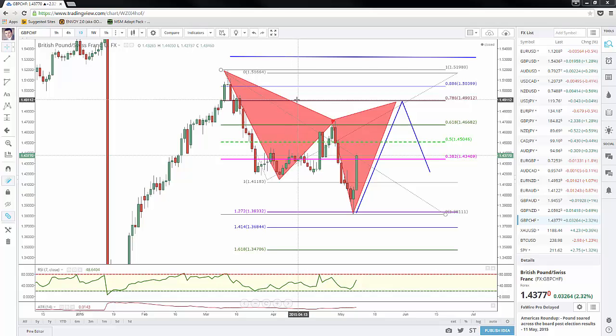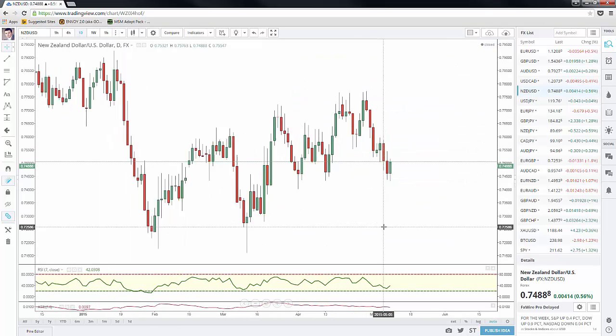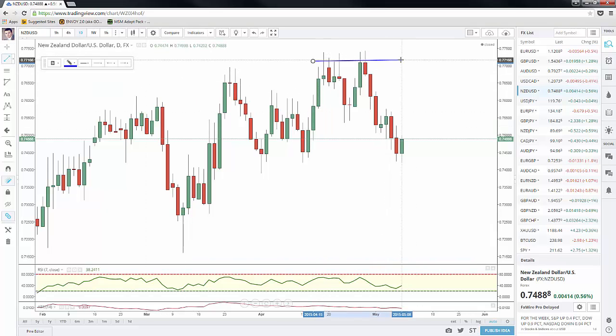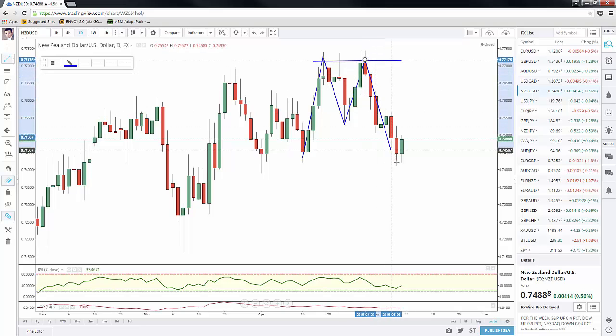Let's see here. Let's go to New Zealand dollar. So New Zealand dollar, I told you I'd show you a Cypher pattern. I told you I'd show you a 2618 trade. Now, again, this is one of the free trainings that we have. You got the resistance level here. The market made a rally into this initial resistance point. We retraced. Market rallied back up again, retested the previous highs. And then we saw a break below, close below. Now, this is a break of structure.